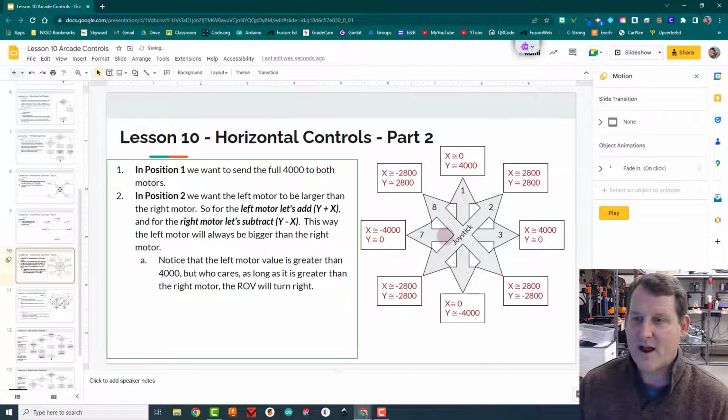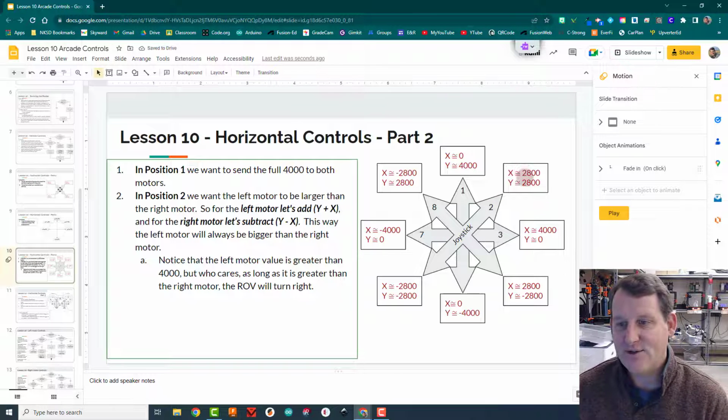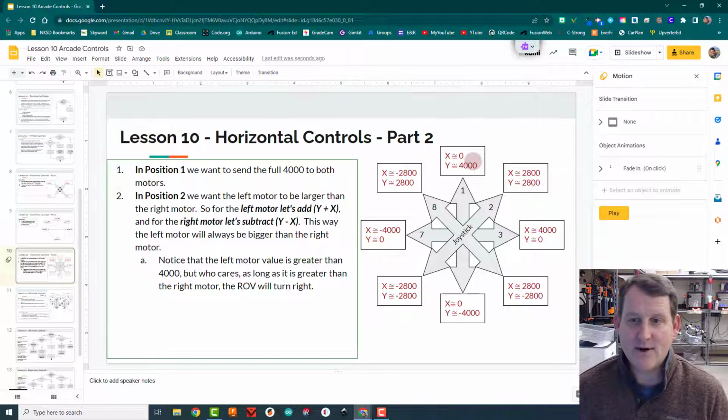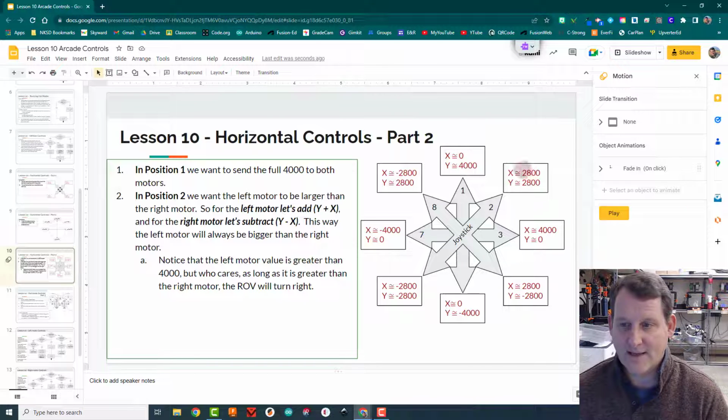The only thing we have to be careful about now is that when we added these two together, we got a number bigger than 4,000. We're going to need to deal with that in the code. We cannot send our motor anything bigger than 4,094. Otherwise, if you do, the motor will just shut off. So we'll have to figure out how to solve that problem with the code. But right now we have something that's working. It's delivering us big left motor values and small right motor values.